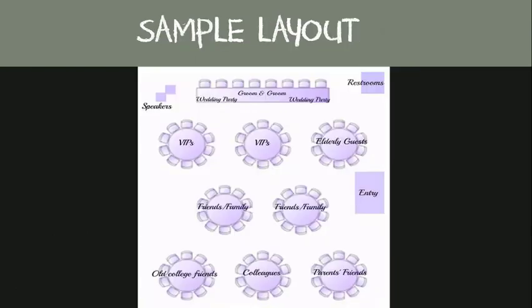So here's a sample layout. You'll see at the top is the bride and groom and the wedding parties table with the speakers on the left-hand side, whereas the restrooms are on the right. You would then see your VIPs and your elderly guests closest to the restrooms, followed by your friends and family tables, and then old college friends, colleagues, and your parents' friends.